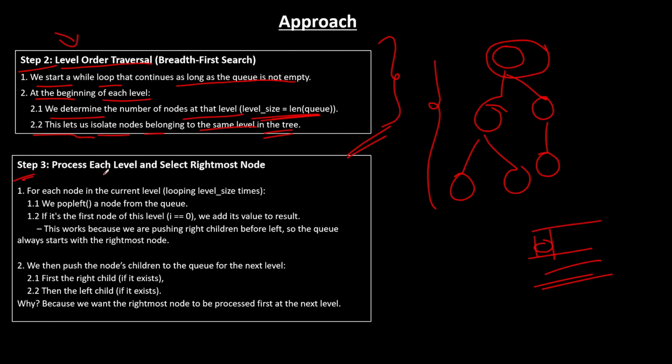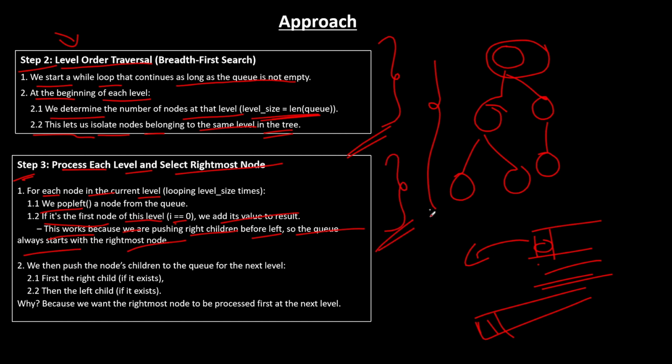And then step three, we process each level and select the rightmost node. And this is the important one. For each node in the current level, we pop left, we pop it from the queue. Okay. If it's the first node of the traversal, if i equals to 0, we add its value to the result. Suppose we pop the value and i in that case is 1, we don't push it into the result. Fine. And this works because you're pushing right children before the left. So the queue always starts with the rightmost node. These things are very much clear, as we have discussed this already before.